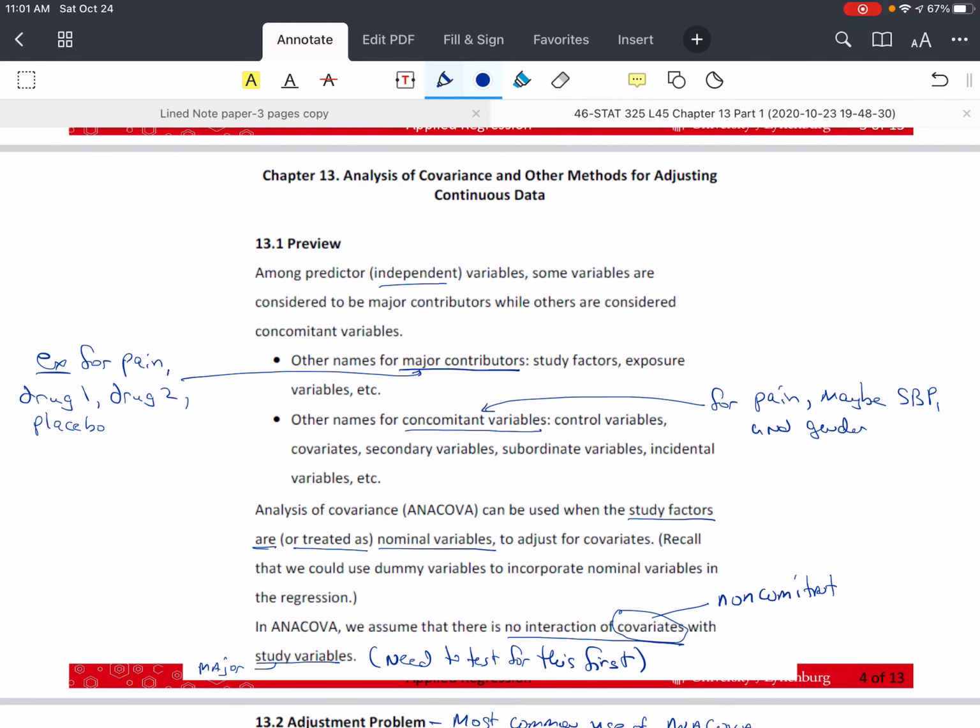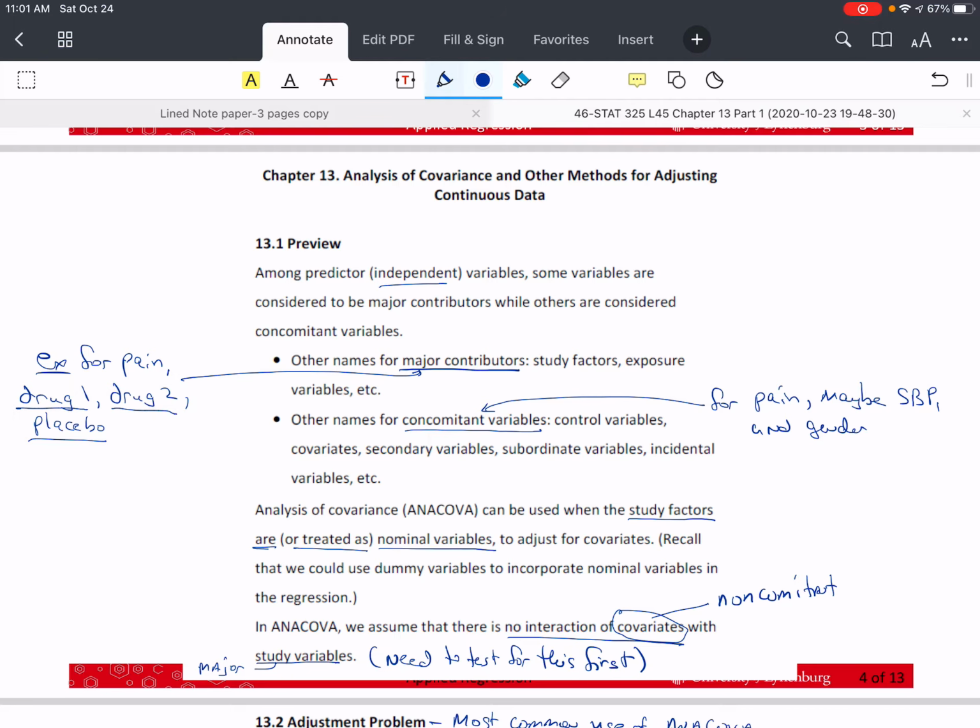So among predictor or independent variables, some are considered to be major contributors and some are considered to be concomitant. Major contributors are also called study factors or exposure variables. Now, in this situation, let's say we had a test for pain that was being done. Drug 1, drug 2, and the placebo would be major contributors to the study for pain, right? Because those should definitely impact whether the pain is abated or not.